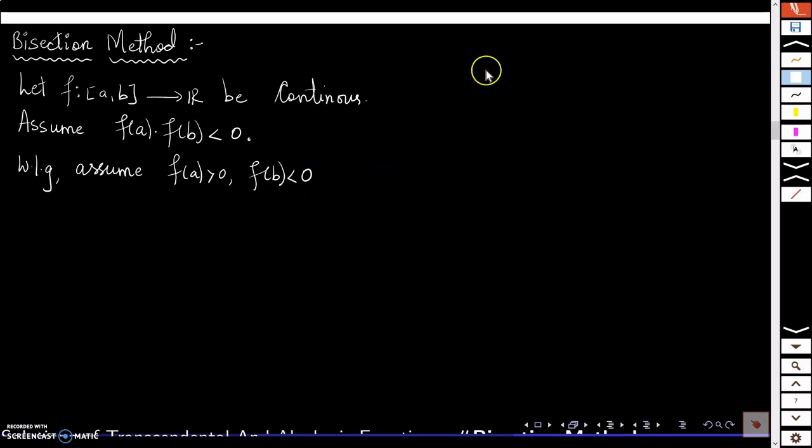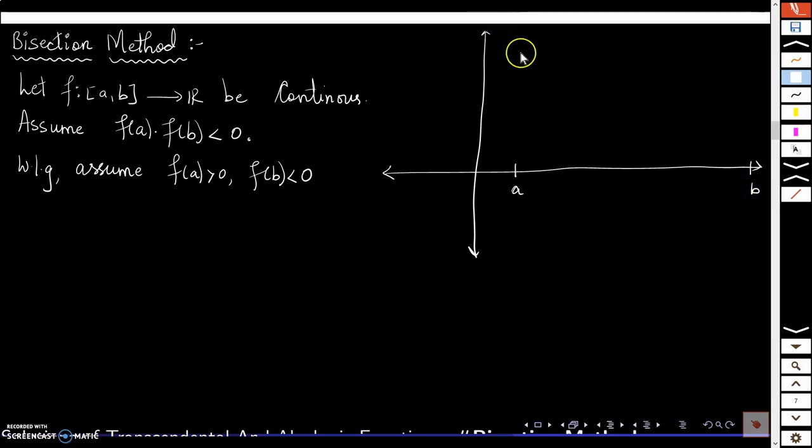So let me draw the graph just for better visualization. Supposing this is my x-axis and supposing I have my y-axis here. Let's say this is point A and this is B, and let's say the function is somewhere like this. So from A it is defined till the point B, so I'll draw it. So f of A is positive and f of B is negative. That's here, right? And it's a continuous function also. This is x-axis and this is y-axis.